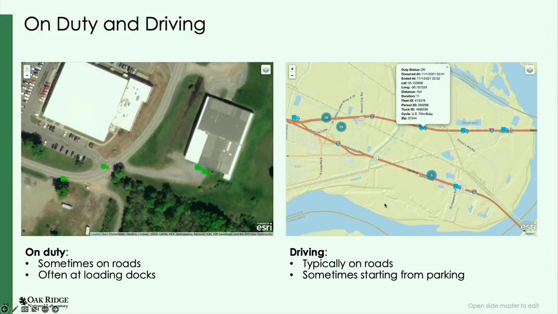So looking at the different duty statuses, I'm going to talk about four. The fifth one is waiting at an oil field, which doesn't seem to be very relevant to our research question here. But basically, on duty, we show as little green trucks. That means they're on duty, but usually not actively driving. Sometimes you will find these on roads. Quite often you will find them at loading docks or maybe in parking lots when they're just taking a quick break.